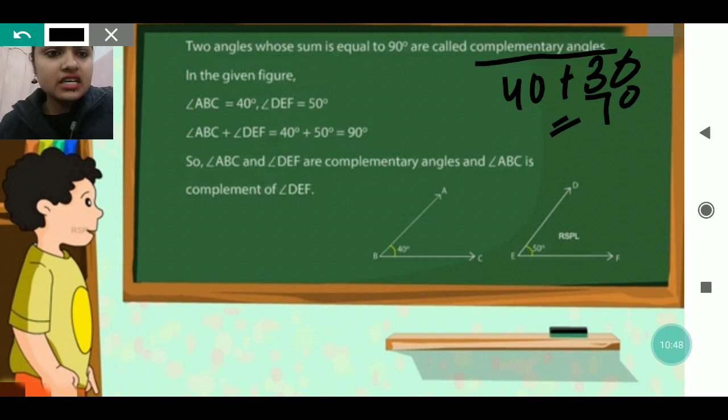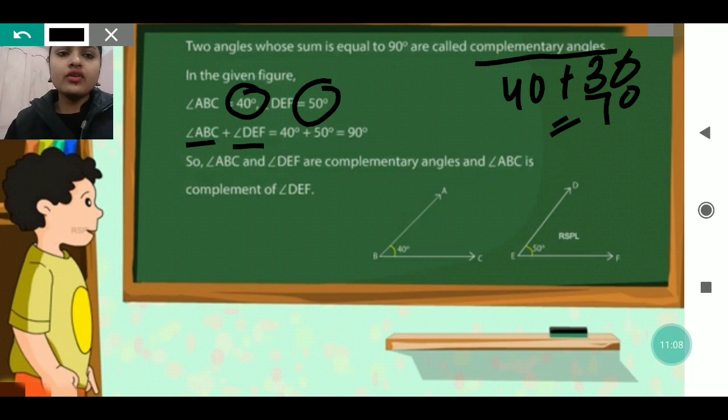Like in these two angles, one is ABC and one is DEF. The measurement of ABC we find is 40, and the measurement of DEF we find is 50. You have to add angle ABC with angle DEF. When you add these two, you get 90. It means this is a complementary angle because we are getting exactly 90. But if you are getting less than 90, then we cannot say it is a complementary angle.